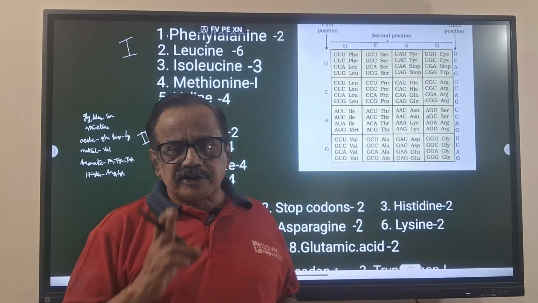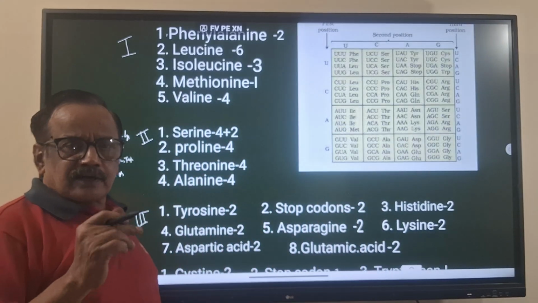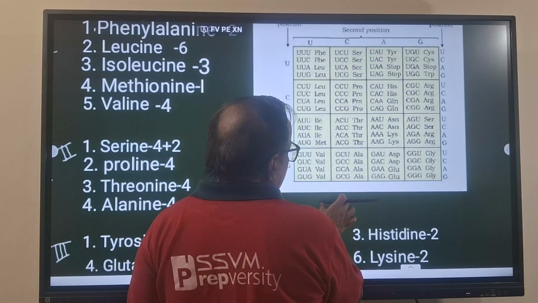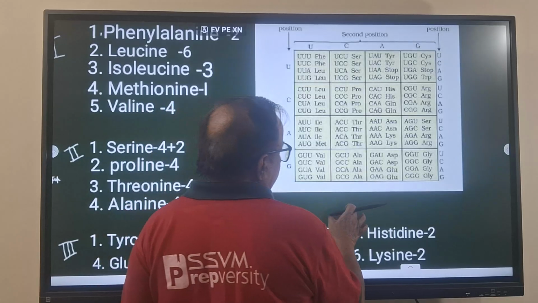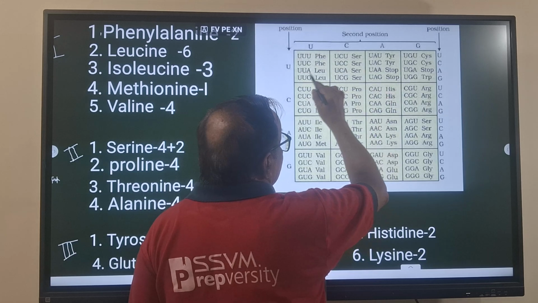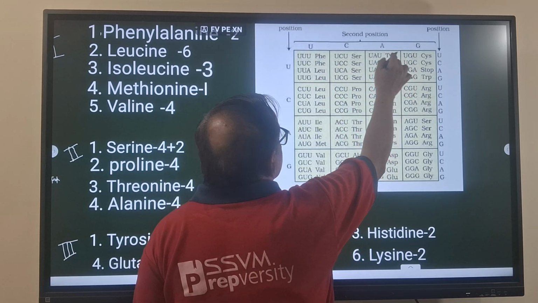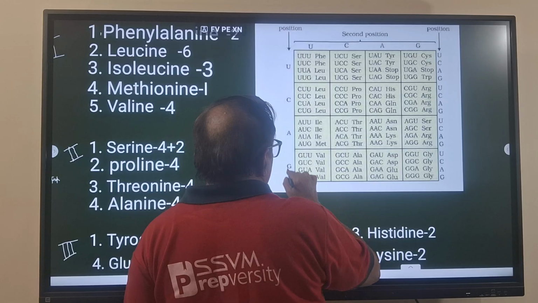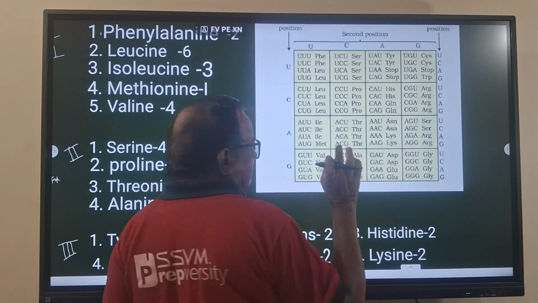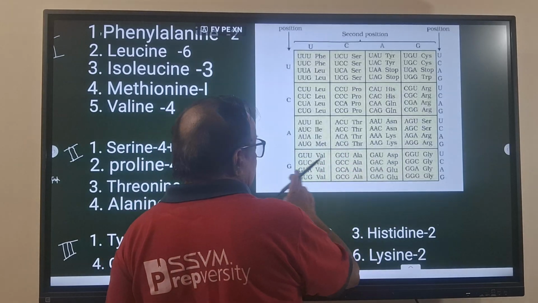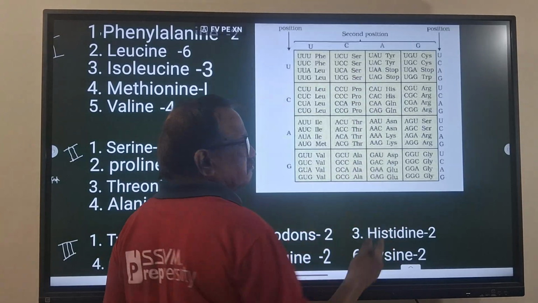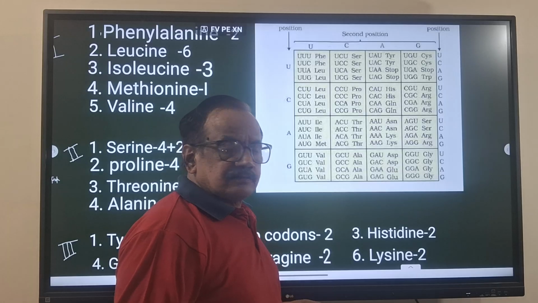First you should know the first two letters. What are the nucleotides? For example, you see here, he has given GA. GA means G in the first line, A in the second position. So GA is the box. By seeing the GA, you go vertically third one, horizontally last one. Horizontally third one, vertically fourth. Like that you have to practice.